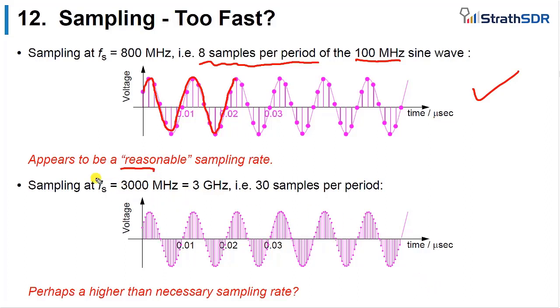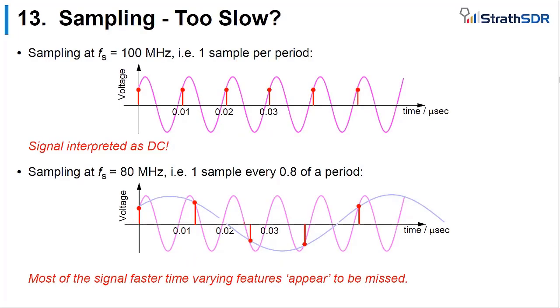What about we sample at 3000 megahertz or 3 gigahertz, which for this particular 100 megahertz sine wave would be 30 samples in one period. Oh, well, that seems pretty good as well. Maybe higher than necessary, but it seems to work fine, so we'll give that a tick as well. Maybe let's go the other way. Let's reduce the sampling rate. It's always good to be running at the lowest possible sample rate in a DSP system.